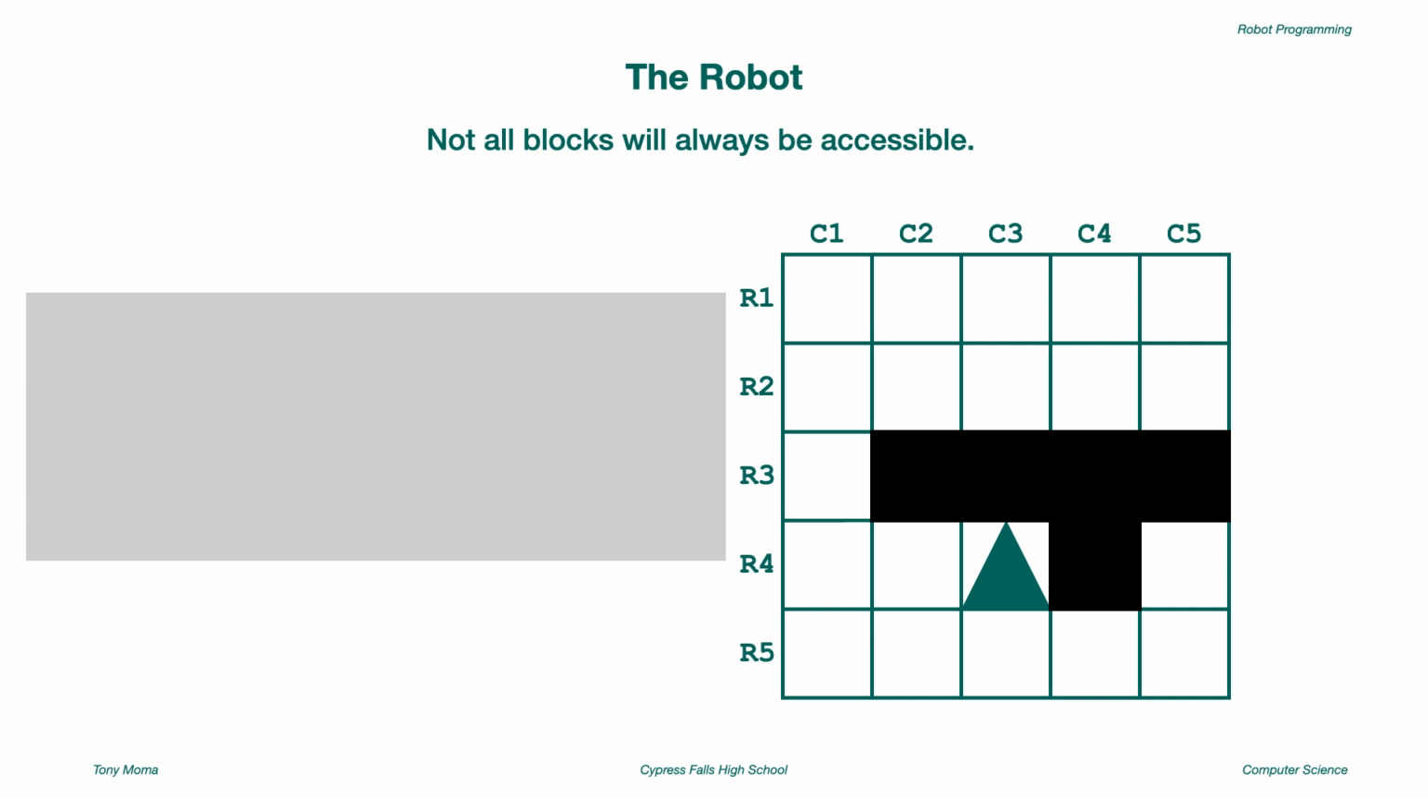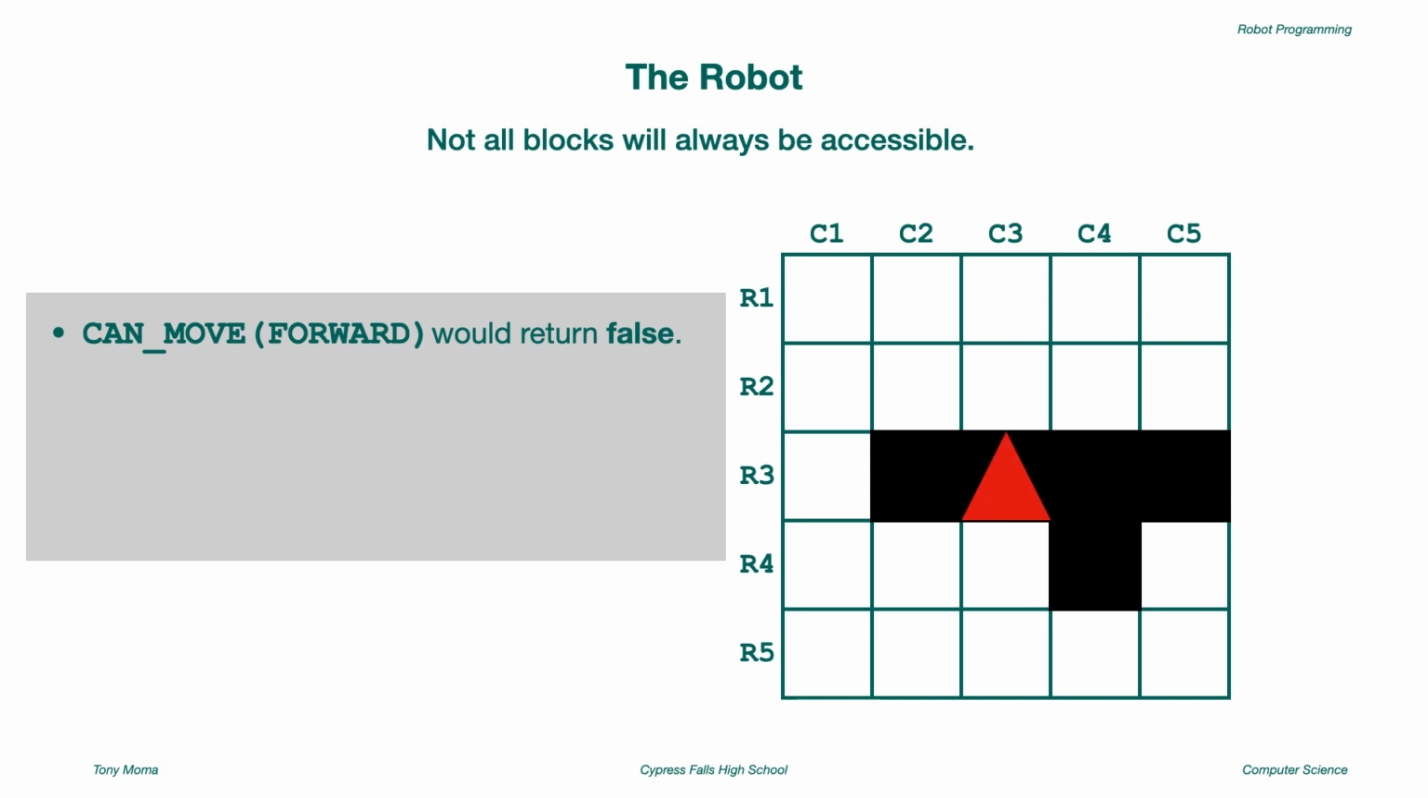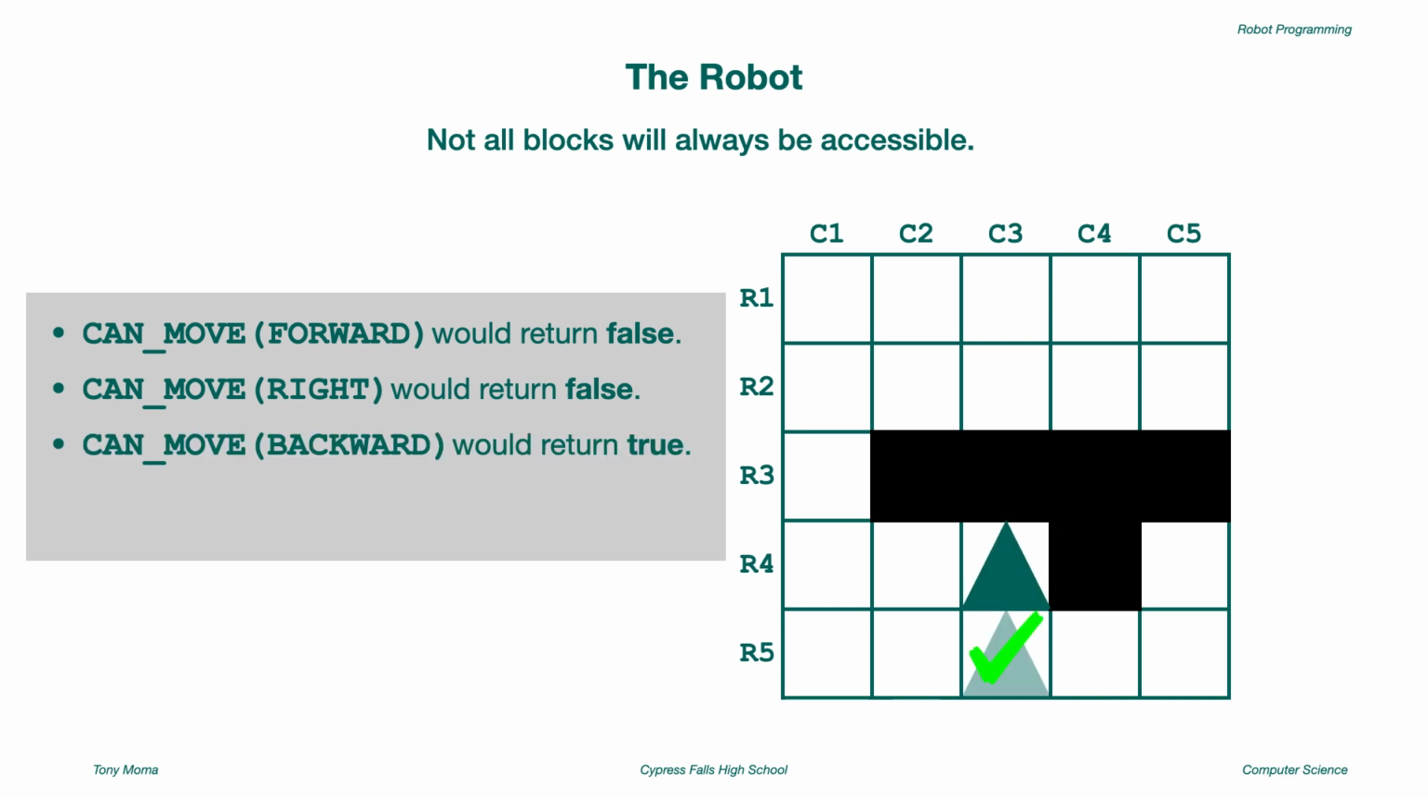Hence, if I were to invoke the can move forward command on the robot as is, we'd get false because moving the robot forward would land us in a block that's not accessible. Likewise, if we were to invoke can move right on the robot, we would get false because rotating the robot right and moving it forward would land us in a block that's not accessible. However, can move backwards would still return true because there is an open block in the backwards direction, and can move left would also return true because there is an open block in the left direction.